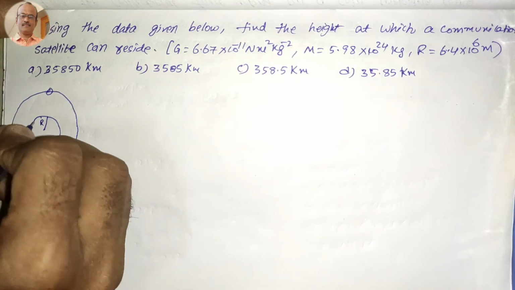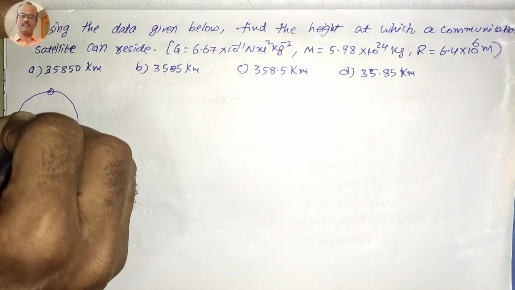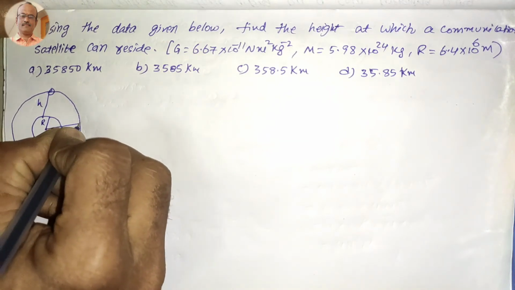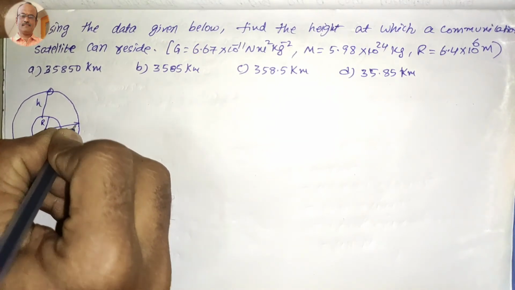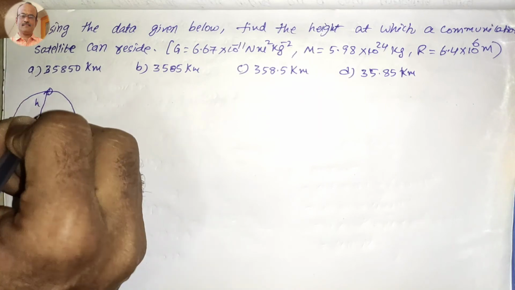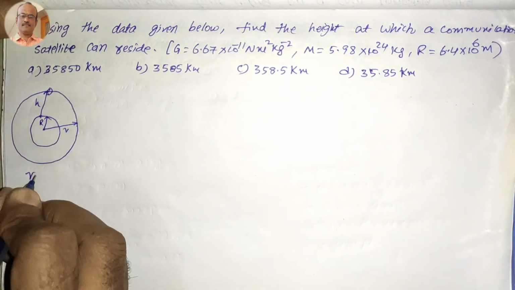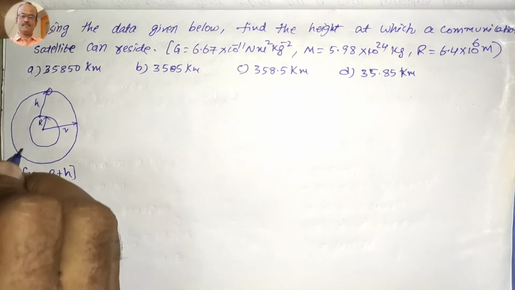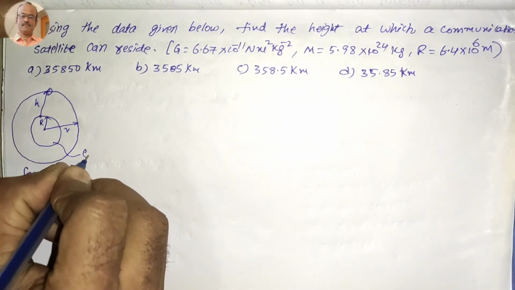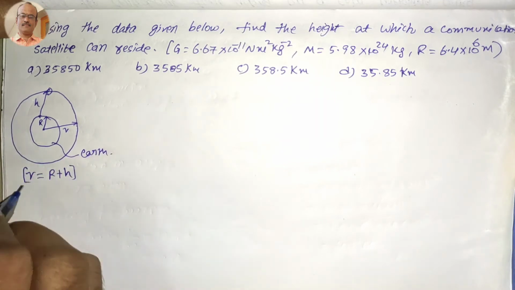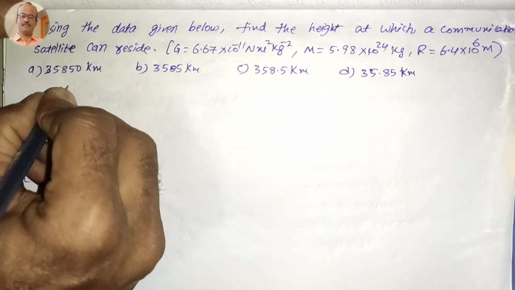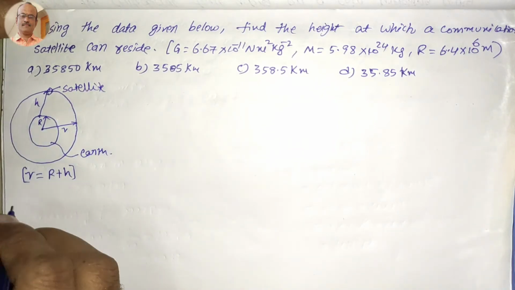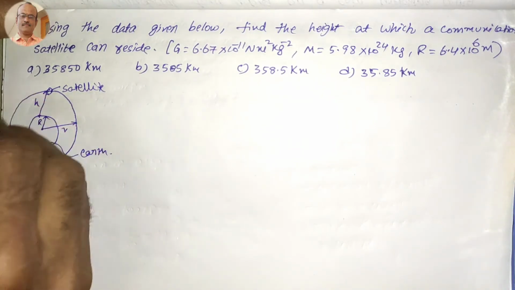Satellite can reside. So the height of the satellite from here to here, that is h. From here to here, the distance we will take as small r. This is very important. So that means small r is equal to capital R plus h. This is very important. And this is the Earth, and this is the satellite. So first of all, how much time period will it rotate?